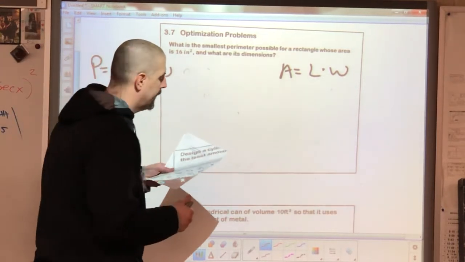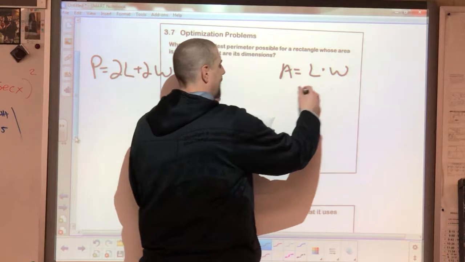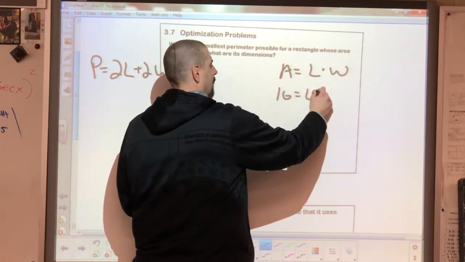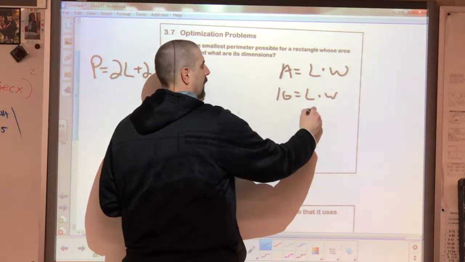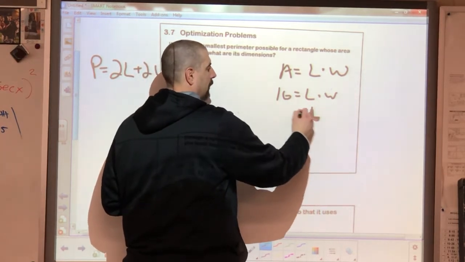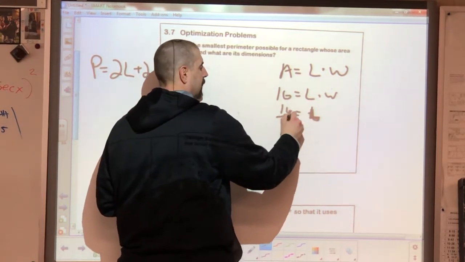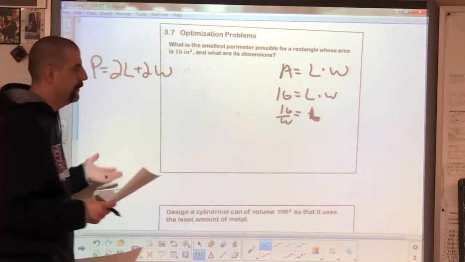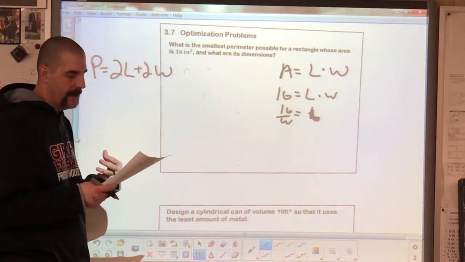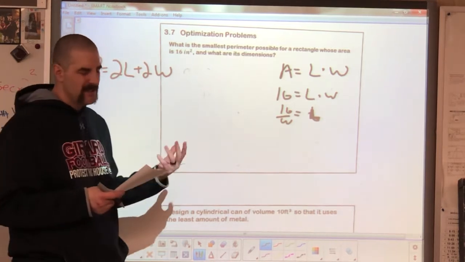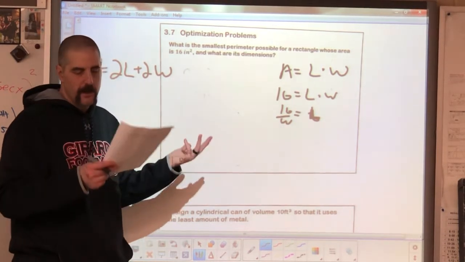So over here, I'm going to solve for length in terms of W. You're going to get L equals 16 divided by W. So that's going to help us. And again, you could have solved for W in terms of L. It wouldn't matter either way. Sometimes it's easier one way or the other. It all depends on the problem.